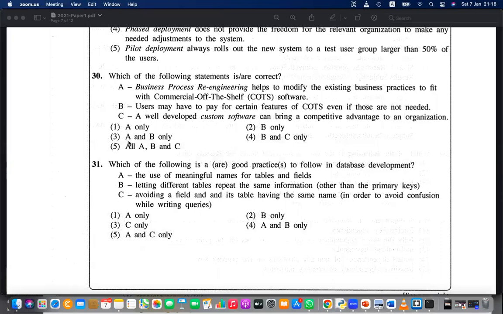So please do 30, 31 quickly. 30 and 31, you have already done. Okay, which of the following statements are correct?